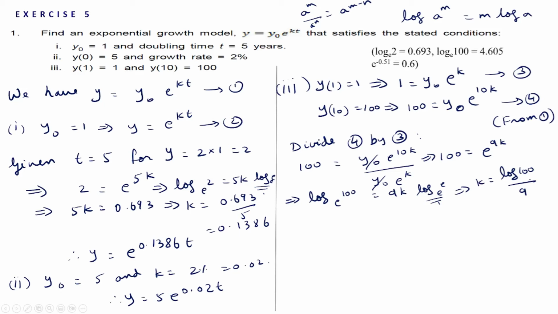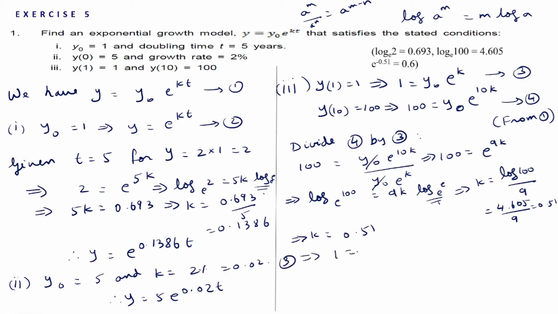Log 100, if we consider it as given in the question, the value is 4.605. So it is 4.605 by 9. Therefore k is equal to 0.51. Now we got k. Let us substitute k in the third equation and find y naught.